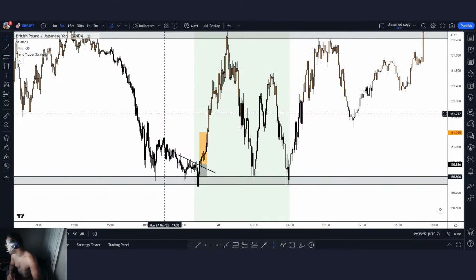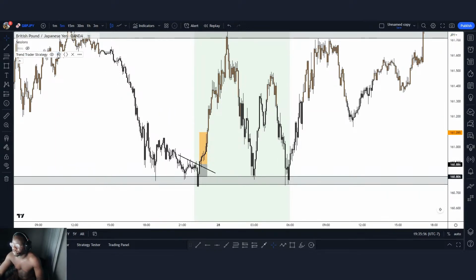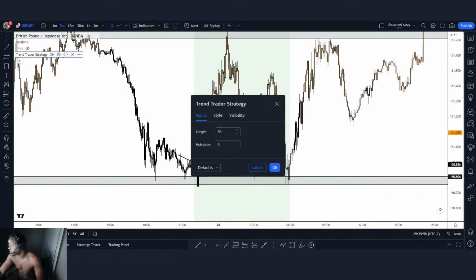If you don't know what supply is, go back to your settings on the Trend Trader. I can show you right now. These are the settings. Screenshot this. The length is 50. The multiplier is 5. For these specific settings, you want to be looking at the 5 and 1 minute. Don't look at the 2 minute or the 3 minute. You can, but it's better that you just look at the 1 and 5 minute specifically, because it's better designed towards that, I've noticed. So look at the 5 and 1 minute.